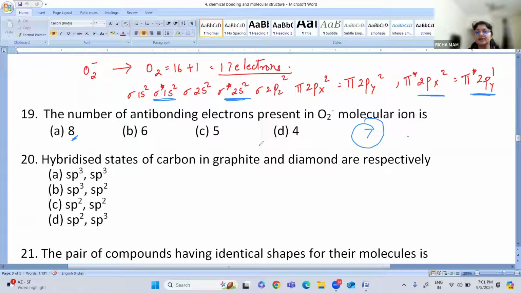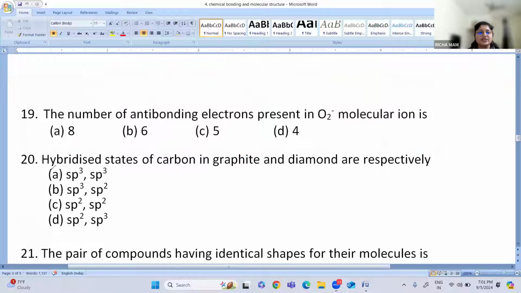And how many electrons are present in bonding? 2, 4, 5, 6, 7, 8, 9, 10. In bonding, 10 are present and in antibonding, 7 are present. So none of these, because the options are 8, 6, 5 and 4. Our answer is 7, so the options given are wrong.